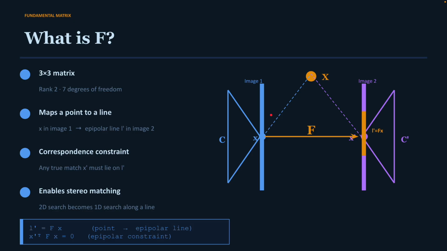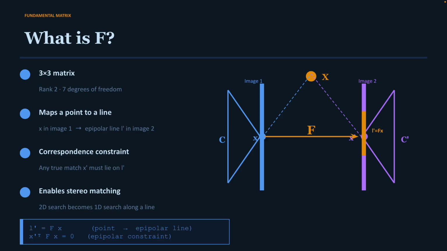So what exactly is F? It's a 3x3 matrix with rank 2 and 7 degrees of freedom. Its job is simple. It takes a point x in image 1 and maps it to an epipolar line L prime in image 2. That's this equation. L prime equals F times x. The key constraint is that any true matching point x prime in image 2 must lie on that line. Mathematically, x prime transpose F times x is equal to 0. This is the epipolar constraint.